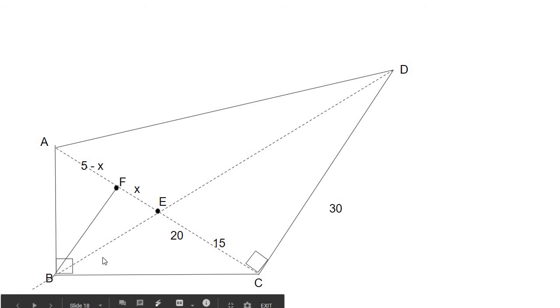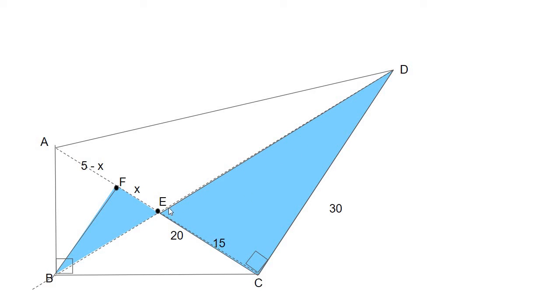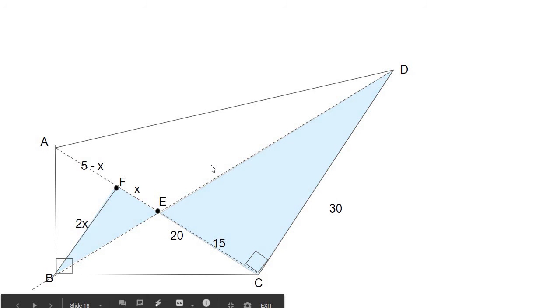We see that BFE and ECD, namely these two triangles, are similar, because these angles are equal due to vertical angles and they both have a right angle. So, since they're similar triangles, their ratio of base to height will also be the same. The base to height ratio in ECD is 15 over 30, which is 1 to 2. So in EFB, the base to height ratio is also 1 to 2, which then proves that BF is equal to 2x. Let's take the triangles away.